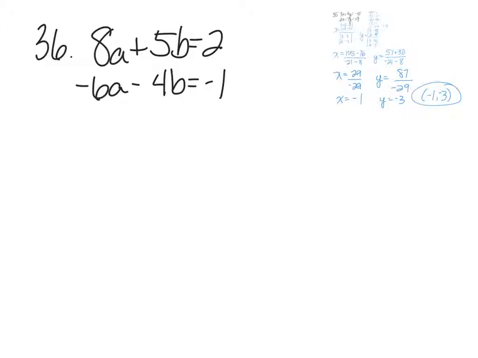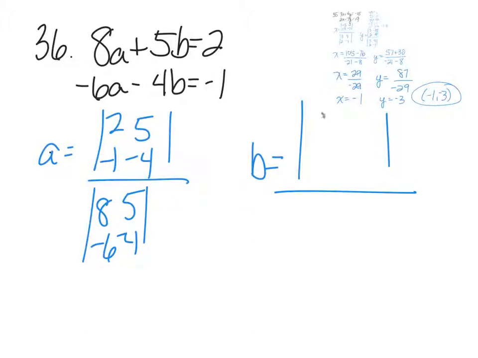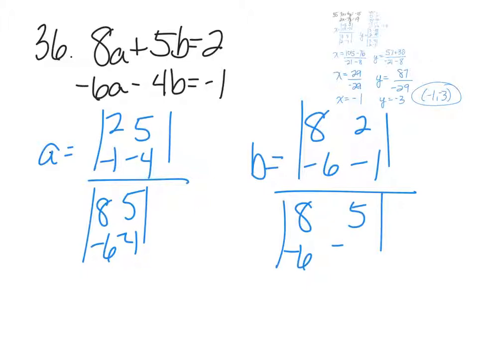Okay, last one with two variables. So we've got a equals 2, negative 1, 5, negative 4 over 8, negative 6, 5, negative 4. B equals, okay, where there was a B, I'm going to put the constants over coefficients of A, coefficients of B.